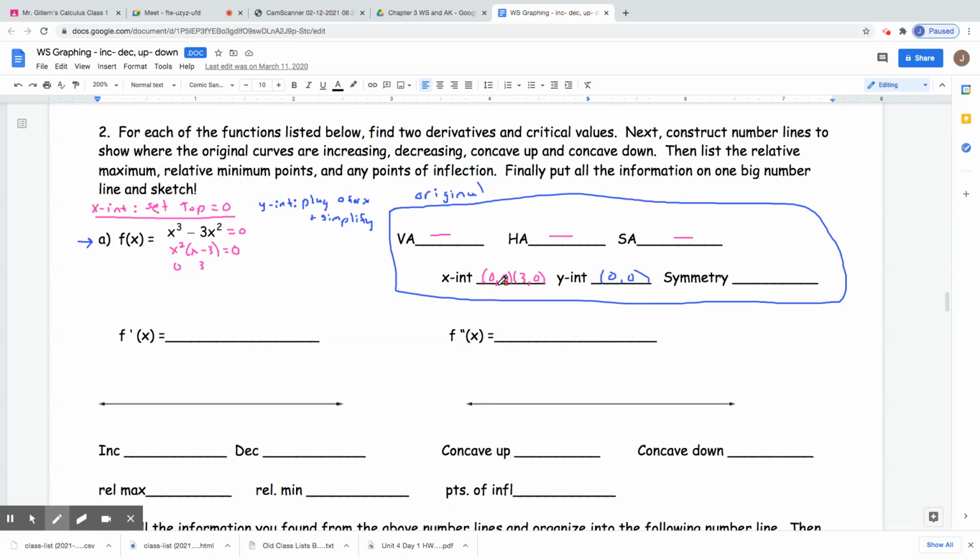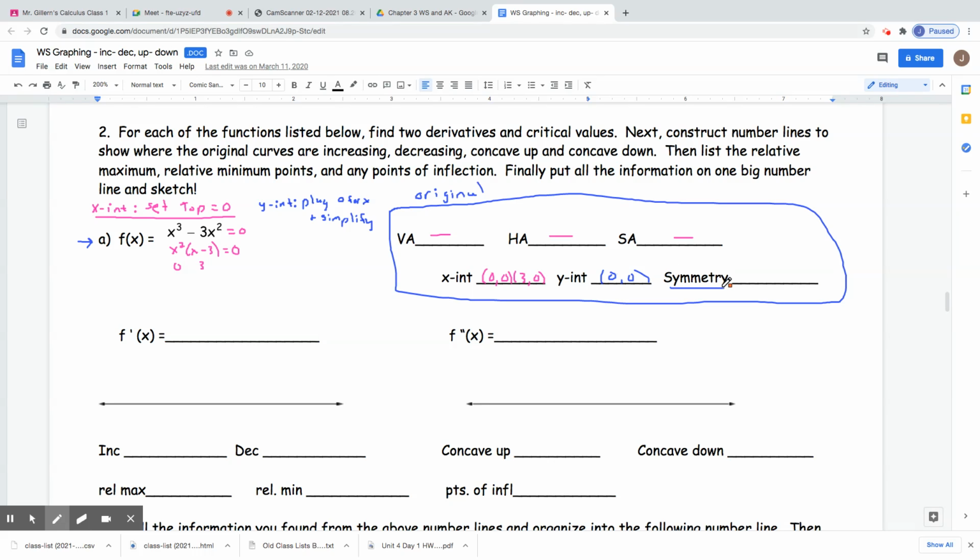If the x-intercept is ever (0, 0), guess what? The y-intercept is also going to be (0, 0). Right? So that's for every type of function. To find the x-intercept, you're going to set the top equal to 0, which means if there's a fraction, set the top. If there's not a fraction, you set the whole thing equal to 0 and solve. You can have more than one x-intercept. You will only have one y-intercept, and that's where you plug 0 in for x, and then you simplify.